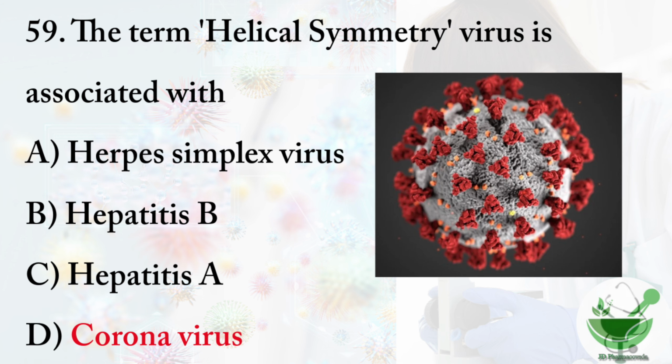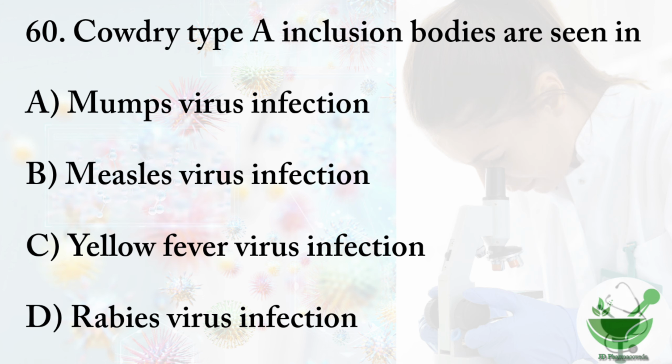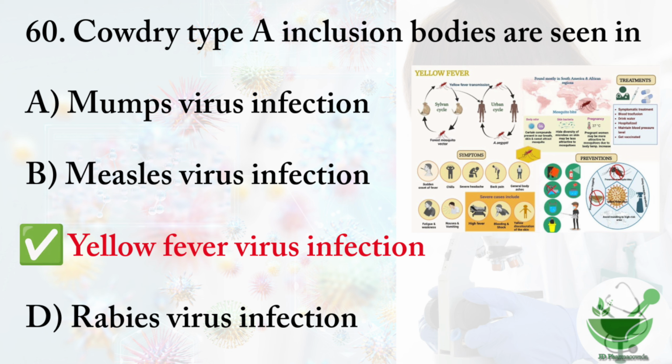Then question number 60, Cowdry type A inclusion bodies are seen in. The options are option A, mumps virus infection, option B, measles virus infection, option C, yellow fever virus infection, option D, rabies virus infection. So the right option is option C, yellow fever virus infection. So in yellow fever virus infection, Cowdry type A inclusion bodies are seen.